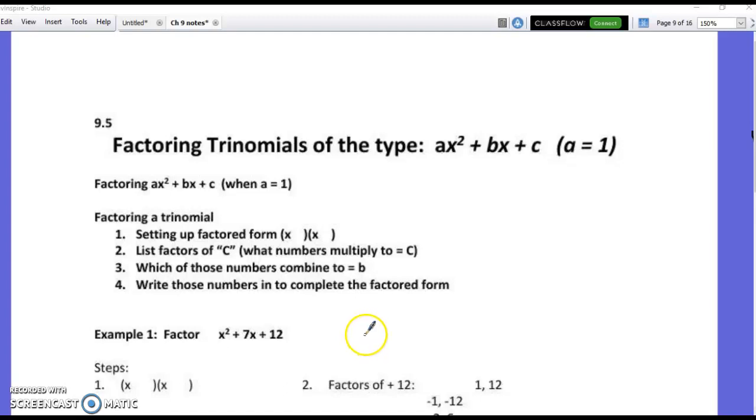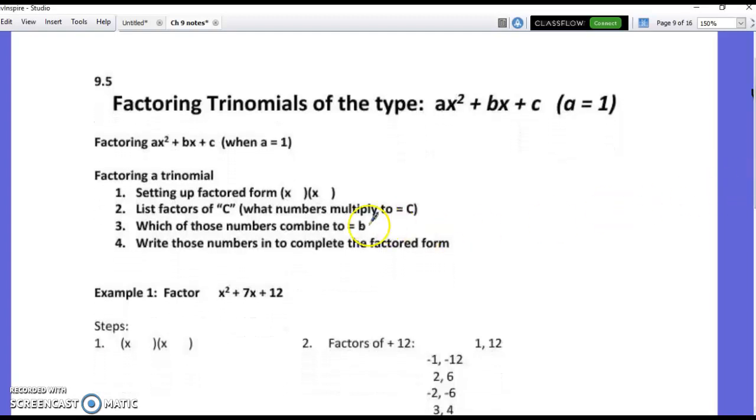All right, so this is a really new concept with factoring trinomials, in the form of ax squared plus bx plus c, and this is where a equals 1. So all these, it's just going to be x squared plus or minus something at the end. Once we get really good at factoring when a equals 1, I'm going to show you some other methods for when this number is greater than 1. But for right now, we're just going to focus on when a equals 1.